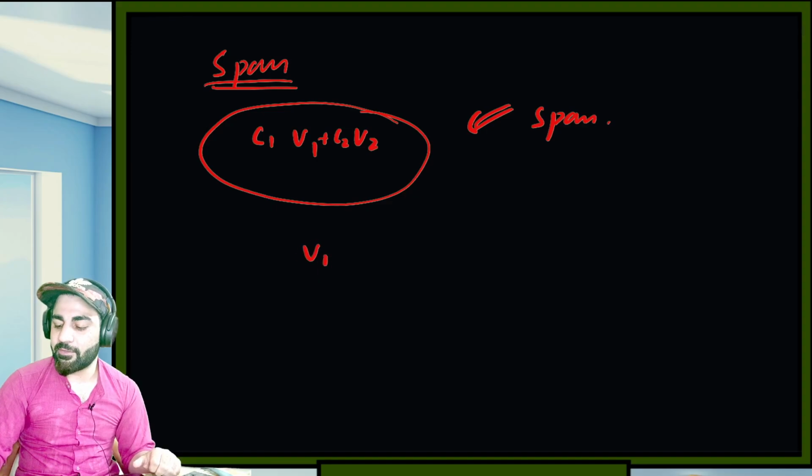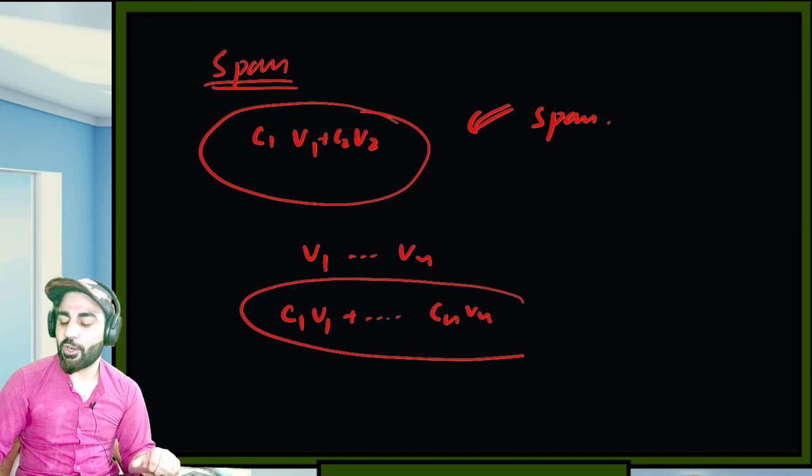So if you have vectors v1 to vn, what is the span? Take all the possible linear combinations. This is called the span of the vectors.